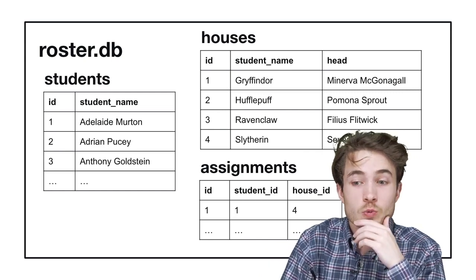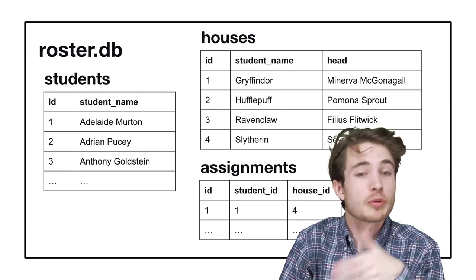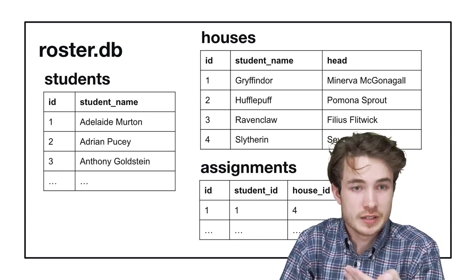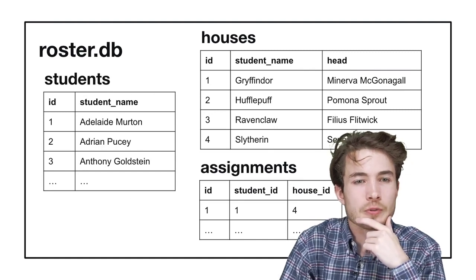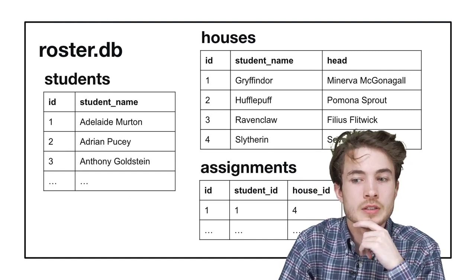And this is a good segue into what people are saying in the chat, which is primary keys and foreign keys. So what is the primary key now in each of these tables? Where do you see a primary key?